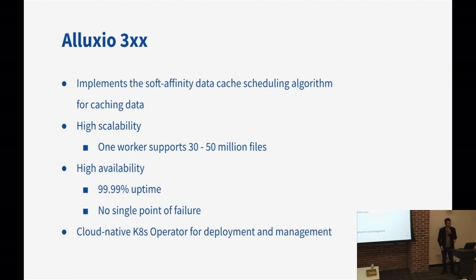So Alluxio just released what we call Alluxio 3 XXL, it's the open source version. We have open source, we also have the commercial version. We implement a decentralized cache for the big data storage. We can provide high scalability. Actually, it's much larger now. One worker supports 30 or 50 million files. Which means if you have maybe a 200 worker cluster, you can support billions of files.